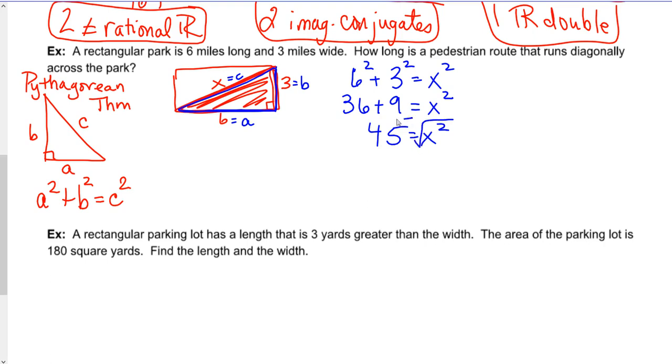It is the easiest. Square rooting both sides would give us our answer. Please do not forget that plus or minus on that left side. Now let's talk about 45. Let's simplify into our simplest radical form.